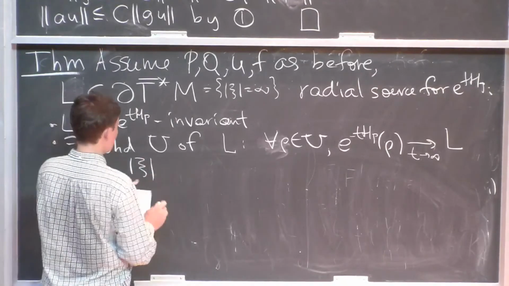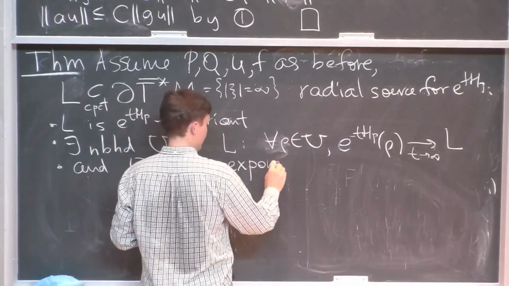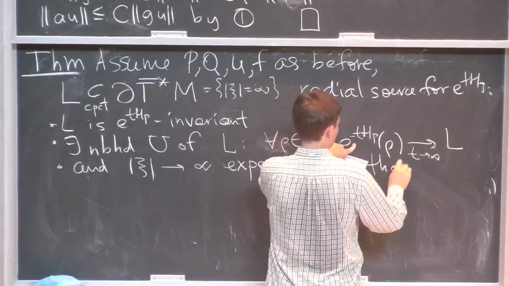This means that absolute value of ξ will go to infinity exponentially fast on these trajectories.